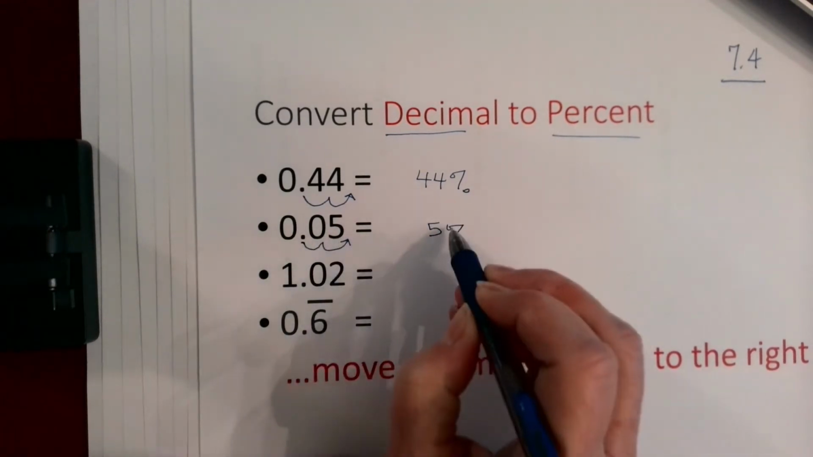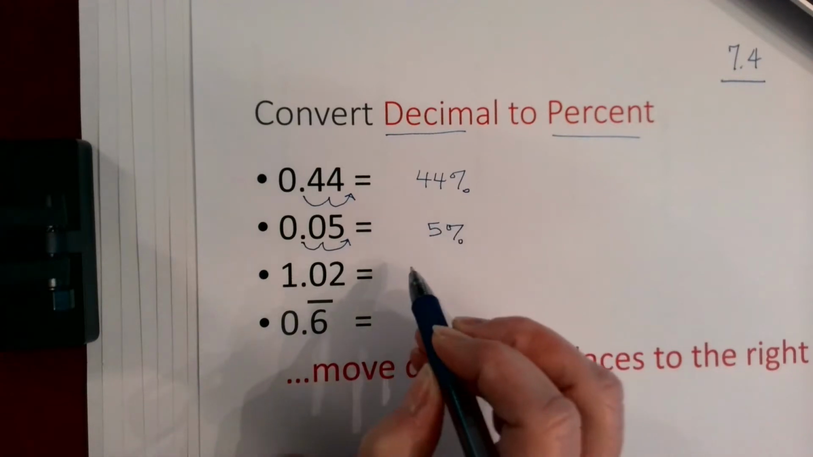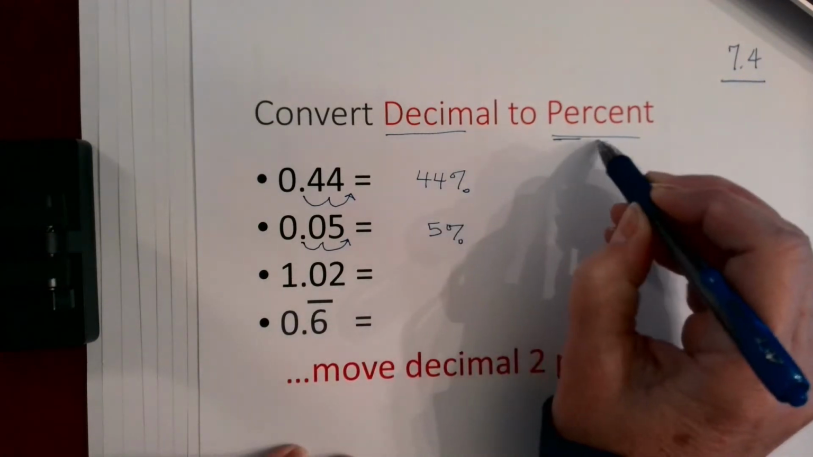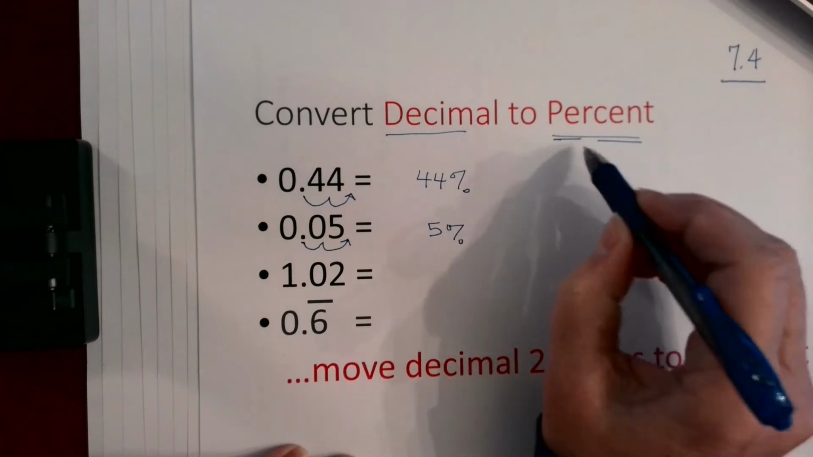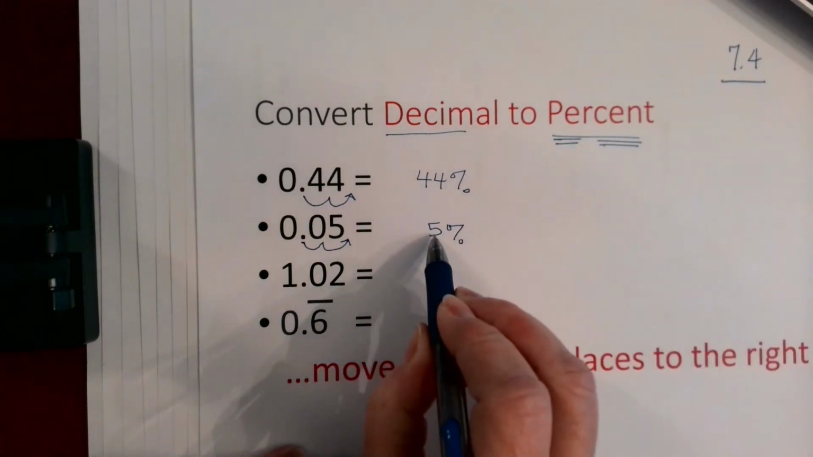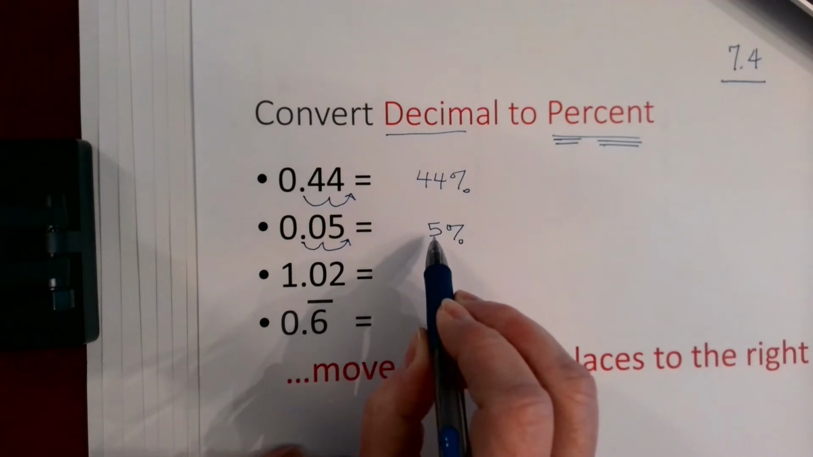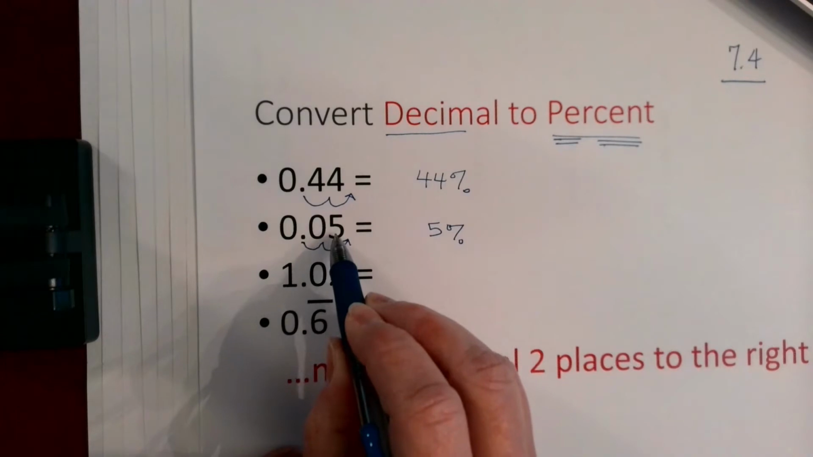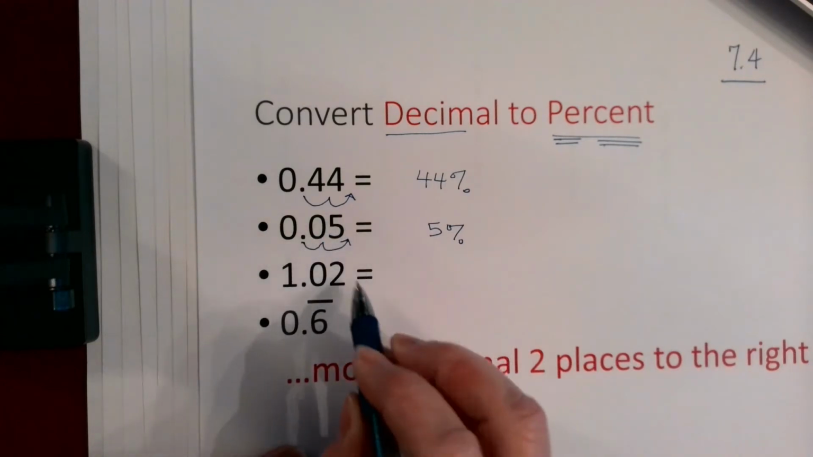0.05 equals 5%. Percent means per hundred. It's a Latin word. Percent means per hundred. So 5 per hundred of the objects are what you want, 5%. And it says right here, 5 hundredths.